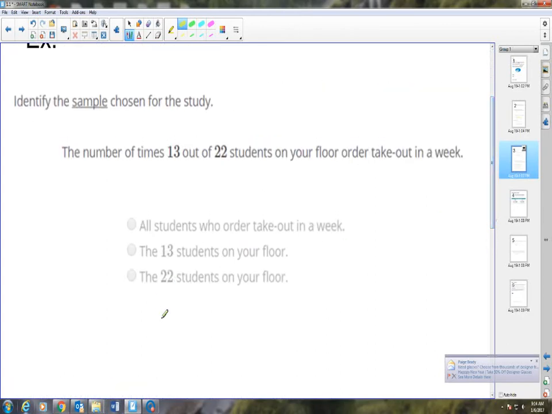Alright, identify the sample. The number of times 13 out of 22 students on your floor order takeout in a week. And the sample has got to be the 13 students. Alright, that would be the sample.